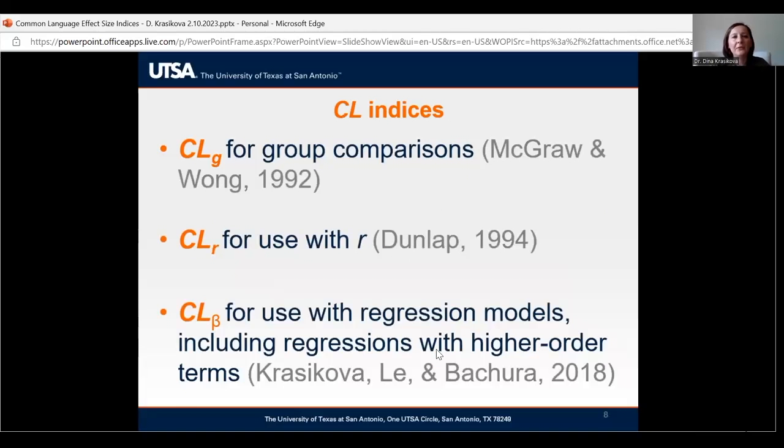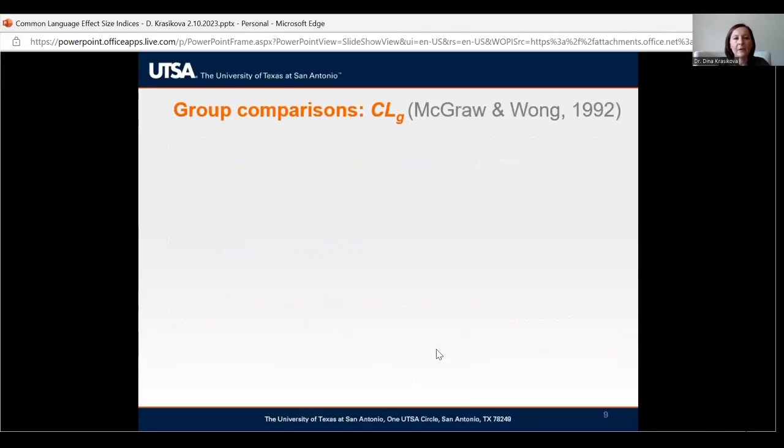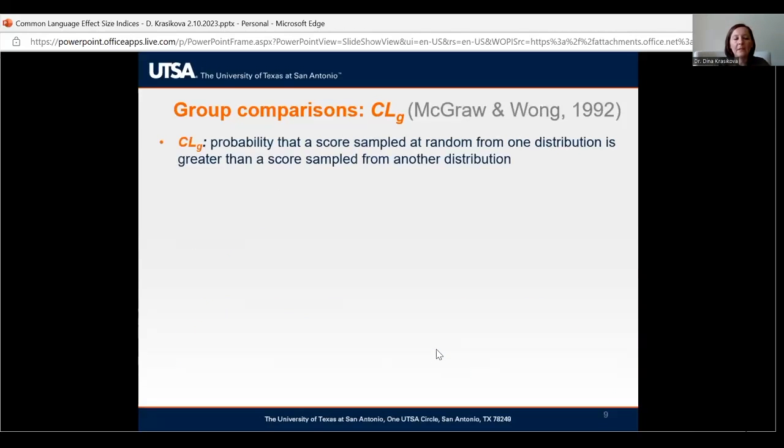So far, the CL family includes three types of indices: CLG, which can be used for group comparisons, CLR, which can be used to interpret bivariate correlations, and CL beta, which can be used with regression models, including regressions with higher order terms. I'll talk about each of these types of indices one by one. CLG.